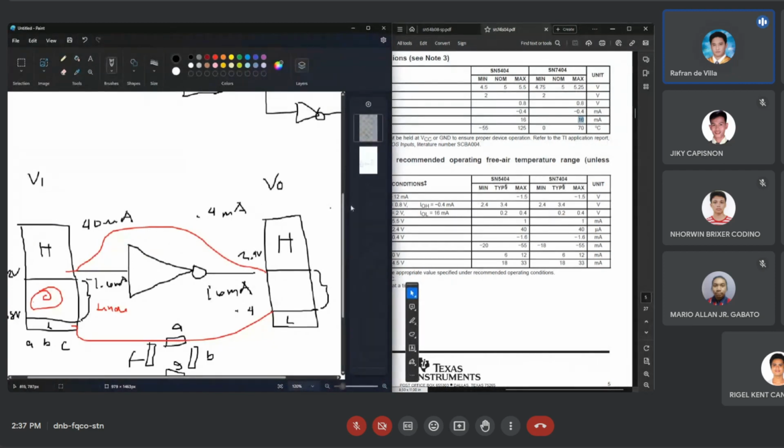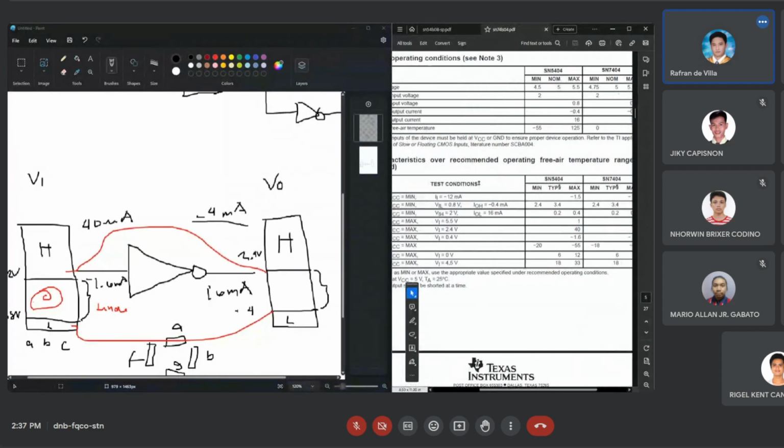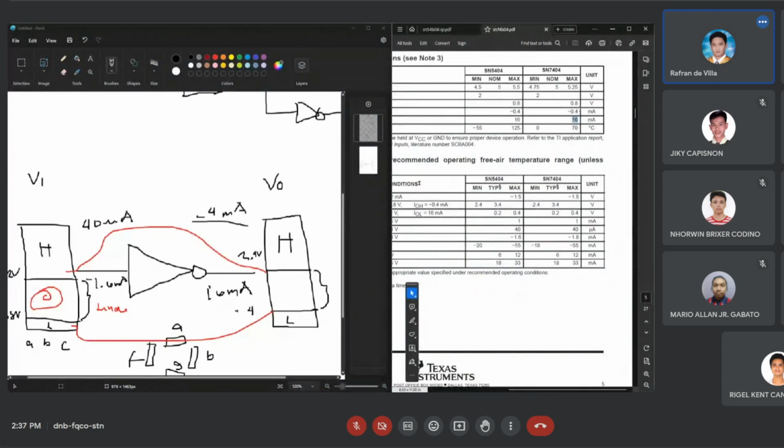So, if you observe, guys, something peculiar. Why is the current low larger than the current high? It doesn't make sense. Usually, when you talk about voltage output high, the high voltage is larger compared to the low voltage. But when you talk about the current, look, the current output high and current output low are reversed. Current output high is 0.4 milliamps, and current output low is 16 milliamps.